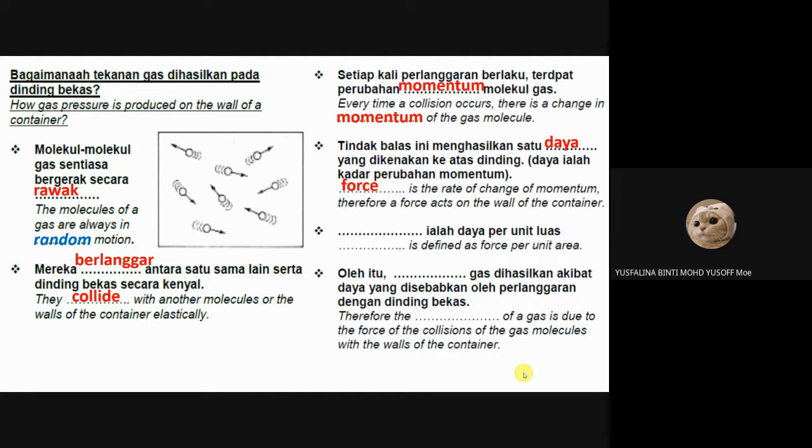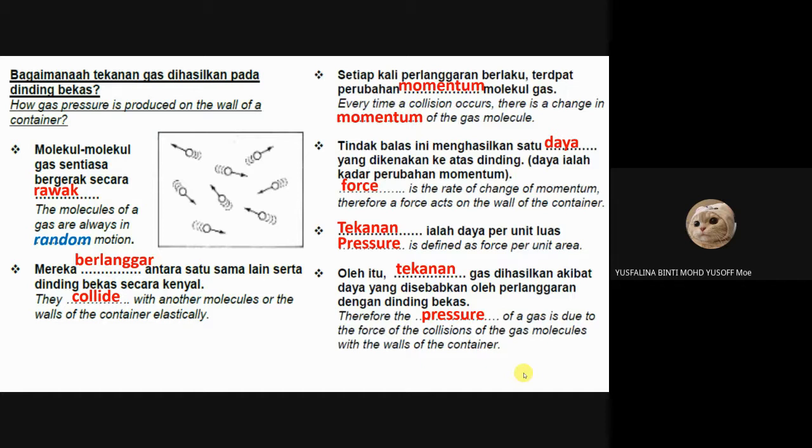So what do we mean by pressure? Pressure is force per unit area. You already learned this in Form 2, I think. Therefore, the pressure of the gas is due to the force of the collision of the gas molecules with the wall of the container. So the pressure is produced when the molecules collide with the wall of the container.